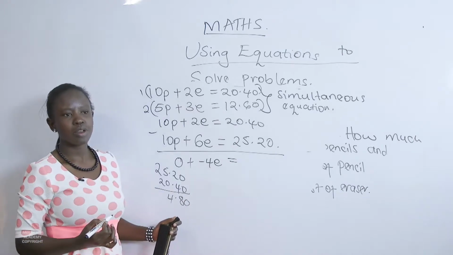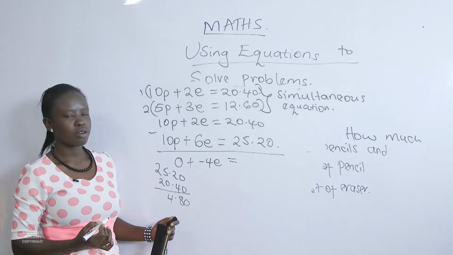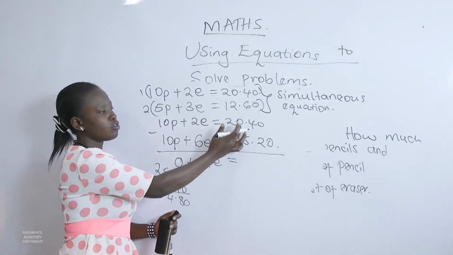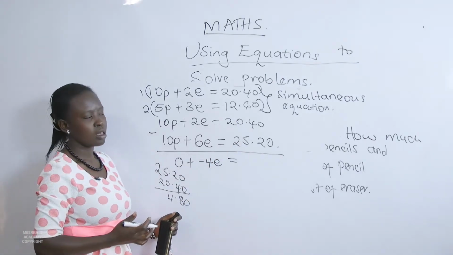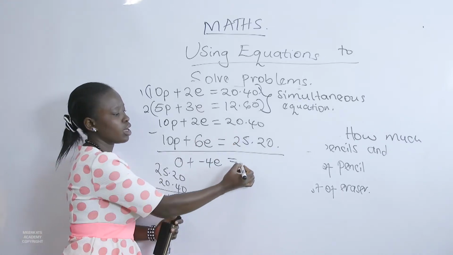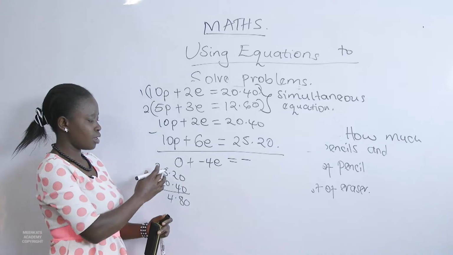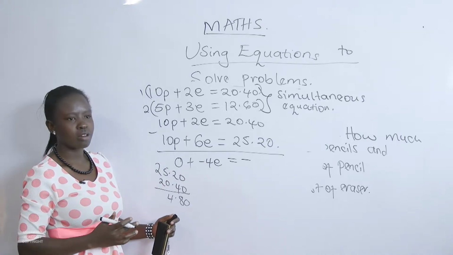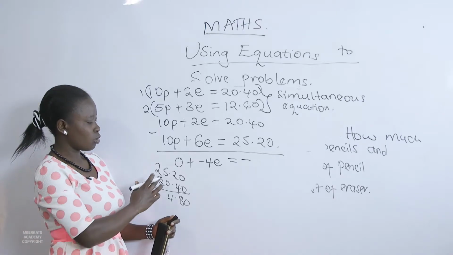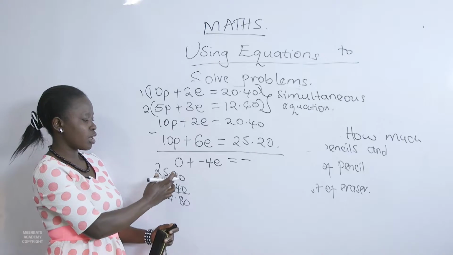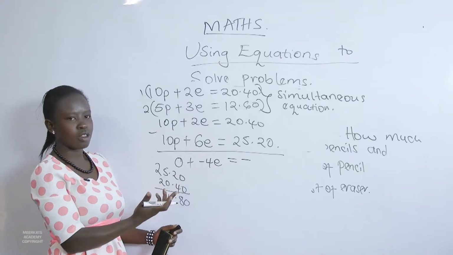So 20.40 minus 25.20, we discover that 25 is a figure that is more than that one of 20.40. So it means that we are having a negative. Then what is the difference between 20.40 and 25.20? So we have in the subtraction done at this far end, I have 20 minus 40, which is not possible.